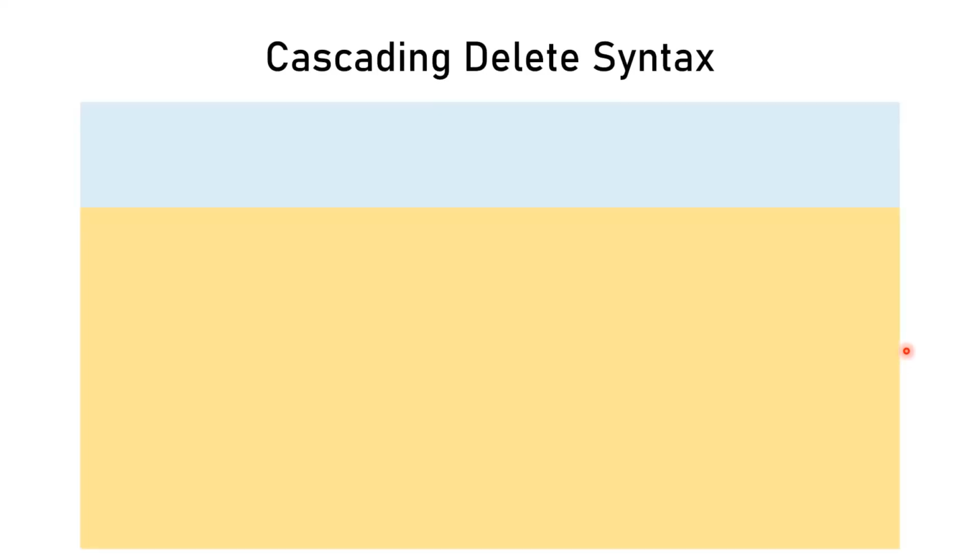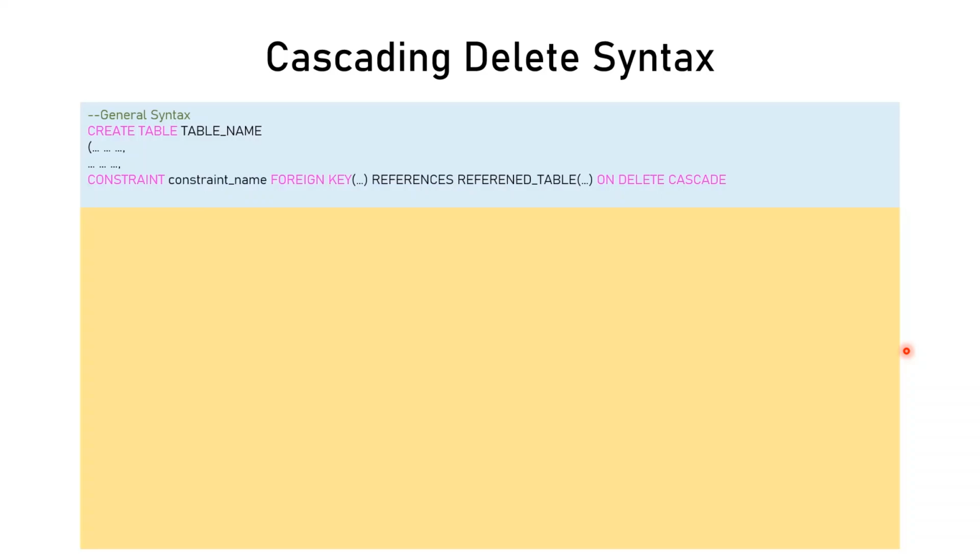All right, so the general syntax for cascading delete is as follows. First, we write our usual statements for creating a table. And in the statement where we declare our foreign key, we simply write onDelete cascade. All right, so that is the general syntax of how we can declare a cascading delete in our foreign key constraint declaration. So let's look at an actual example.